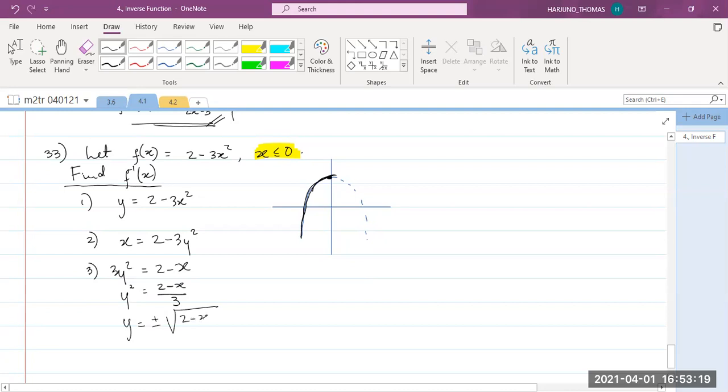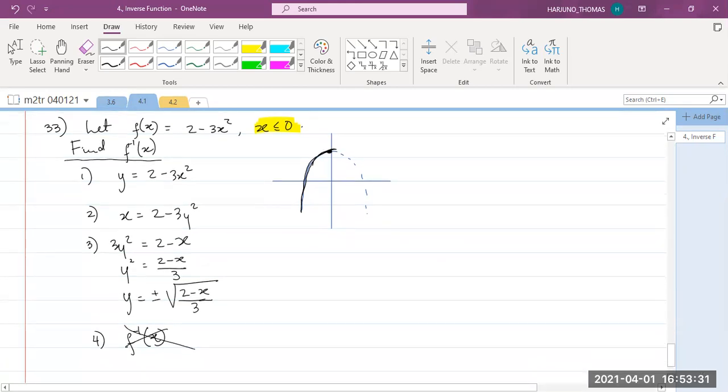Now, at this point, I hope you realize that this is not a function. This is not a function. You have no right to write that as an inverse function. It is not one-to-one, right? I mean, it's not a function. But Thomas, they say that we need to find the inverse function. So what's wrong? Well, what's wrong is you didn't pay attention to detail. We need this thing.